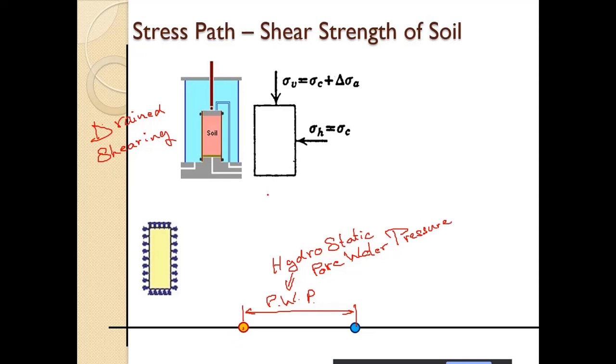So what does that mean? In triaxial terms we call it back pressure. While shearing, this pore water pressure will be maintained. That is the U. Since it is drained shearing, there will be no delta U, so delta U will be equal to 0. In fact, we will see what is the case when there is an undrained shearing as well.